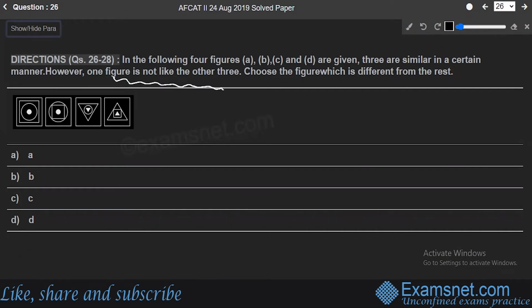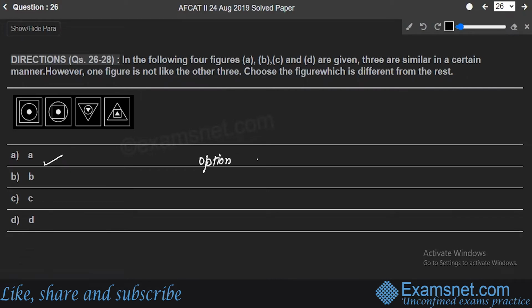Okay, so let's quickly analyze all the four figures. I'm noticing one thing over here. This is a square, a circle. This is a circle inside and outside. Again, there's a circle. There's a triangle inside and there's a triangle outside. There's a triangle inside and there is a triangle outside again. So by looking at all of these, I can pretty surely say that option A is the odd one out.